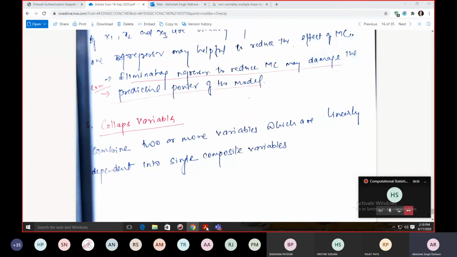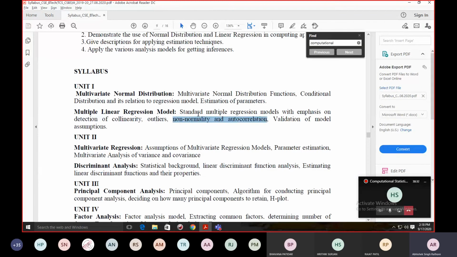So the next topic in our syllabus is... आपको syllabus दिख रहा है ना? So this is a standard multiple regression model and the emphasis on the detection of multicollinearity. Then we'll go for outliers, non-normality and autocorrelation. Then we'll go for the validation of our model assumptions.